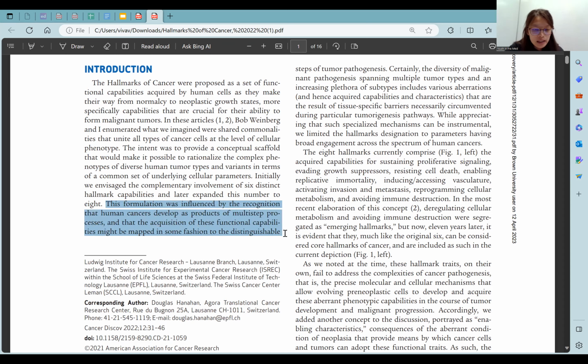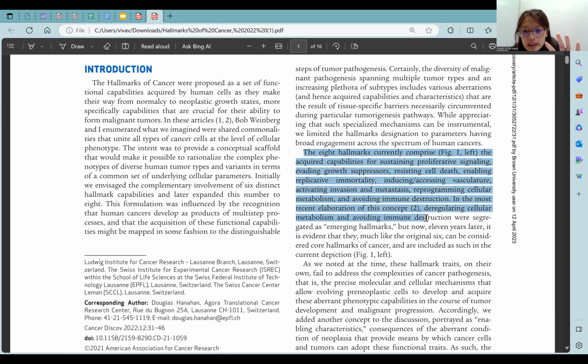This next sentence here is just talking about the credibility of the model and how it's formed from recognizing how different types of cancers develop, and how that's generalized into a model that they made. And then this is something that I would highlight to include in a summary. This is telling you what the 8 hallmarks currently are, the 8 capabilities that cells acquire as they develop from normal cells to cancer cells.